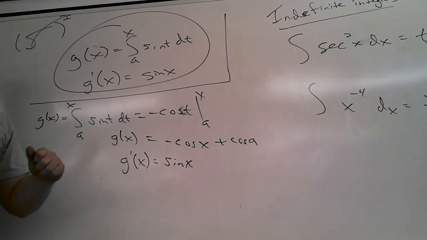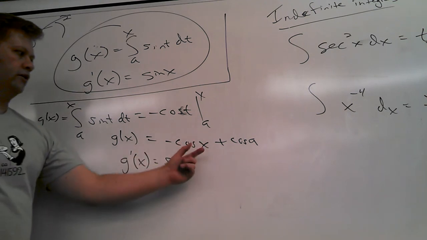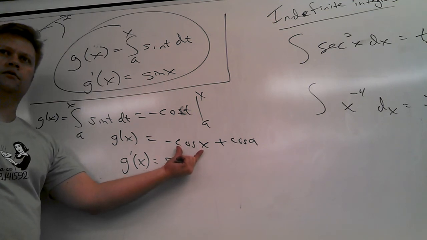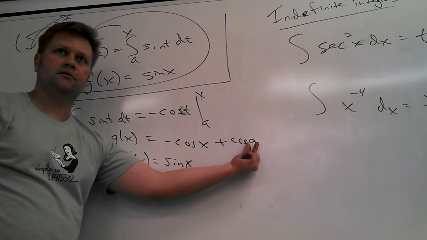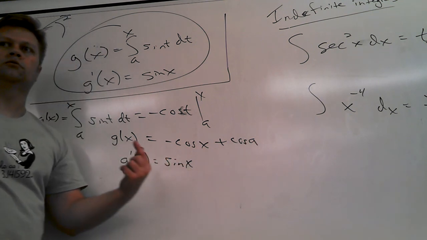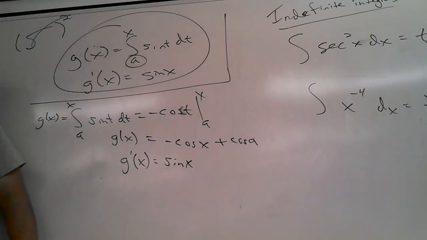Yes, sir. I know you just said it a couple seconds ago, but how did you get from taking the derivative of negative cosine of x plus cosine of a equals sine of x? What is the derivative of negative cosine x? Sine of x. And what's the derivative of cosine of a constant? 0. Cool. I like it. And that's the whole thing. And again, if you really think about it, this is an unsatisfactory reason.